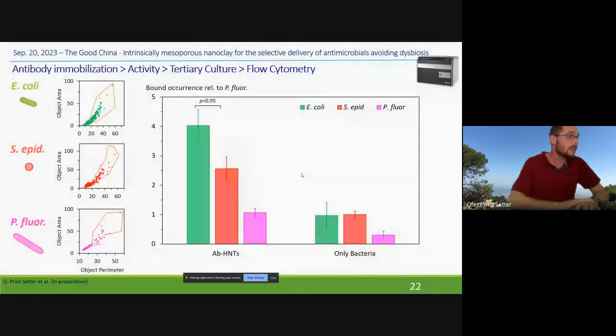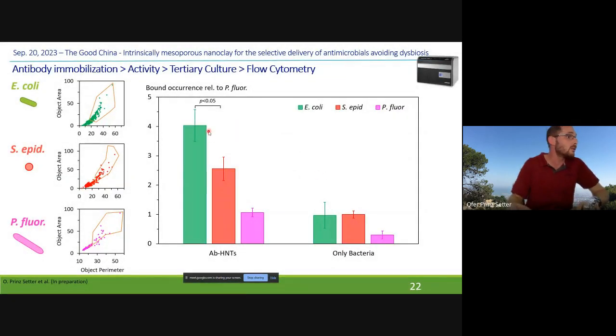A similar trend was also observed in a heterogeneous culture. Here we used 3 types of bacteria. Only one of them was the target bacteria. Each bacteria species is labeled in a different color, so we can differentiate between them. And again, we counted the images according to the image analysis, and we saw a 2 to 4-fold higher occurrence of binding events for the target bacteria in comparison to the non-target bacteria.